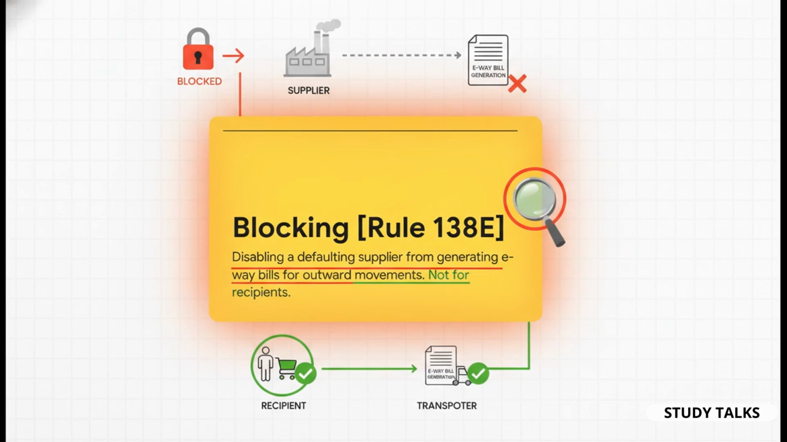But here's the detail where marks are always lost. Who gets blocked? It is only the defaulting supplier, and they are only blocked from generating e-way bills for their outward supplies. The recipient of the goods, not blocked. The transporter, not blocked. This distinction is absolutely critical to remember.